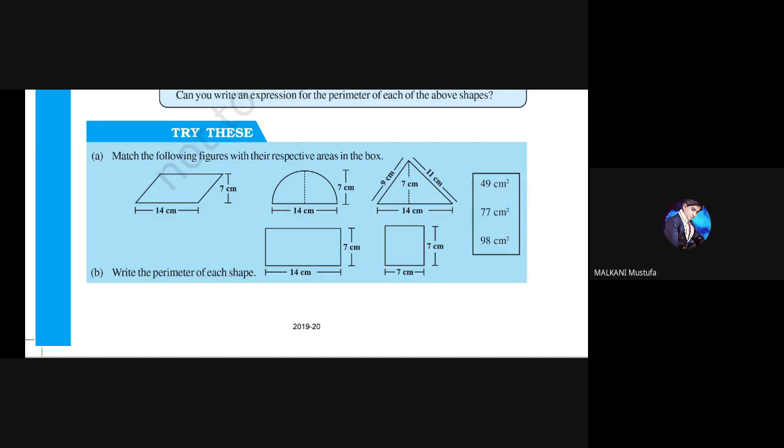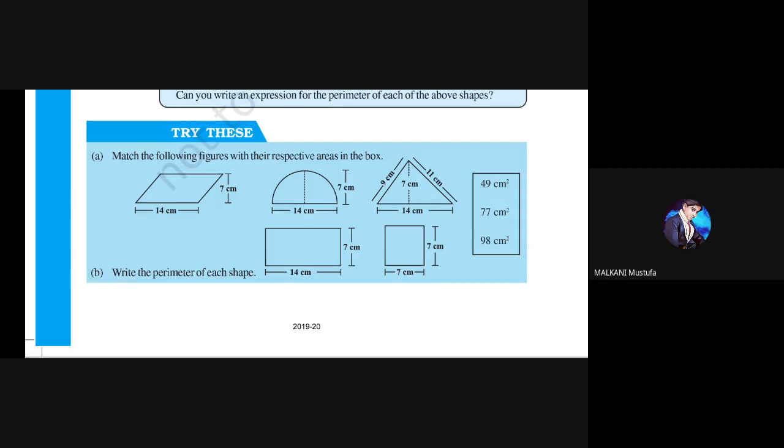Base into height, yes or no? Yes, sir, B into H. So 14 sevens are 98. So 98 centimeter square is the area of the parallelogram. Do you get it? Yes, sir.